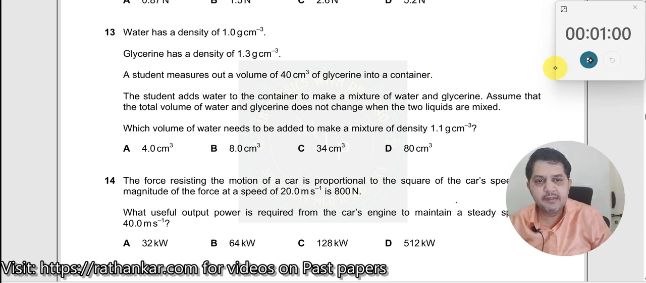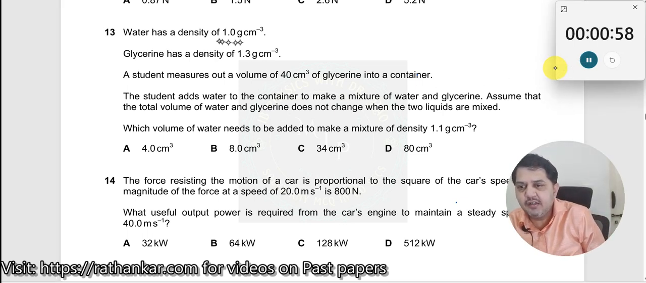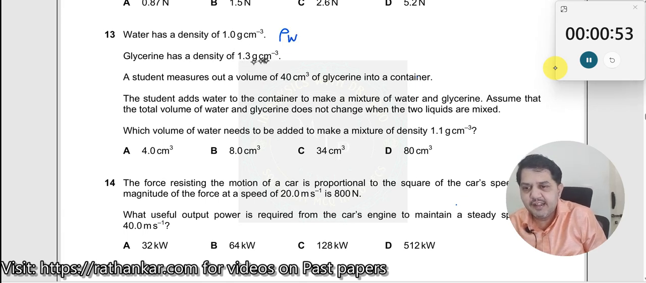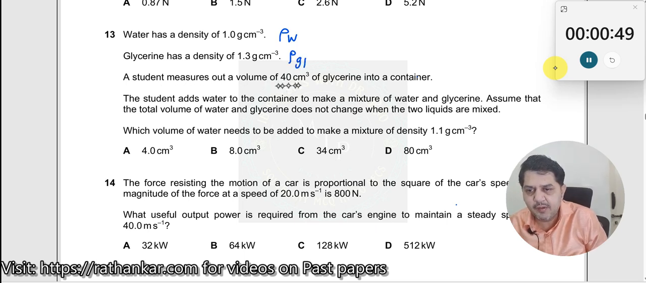Okay, question number 13. Water has a density of rho 1 gram per centimeter cube. So this is rho W. Glycerine has a density of 1.3, so rho glycerine. The student measures out a volume of 40 centimeter cube of glycerine into a container. So this is V glycerine.